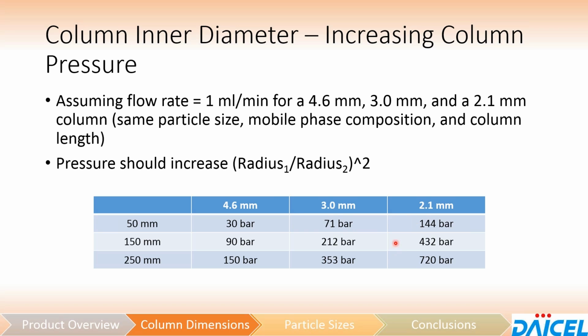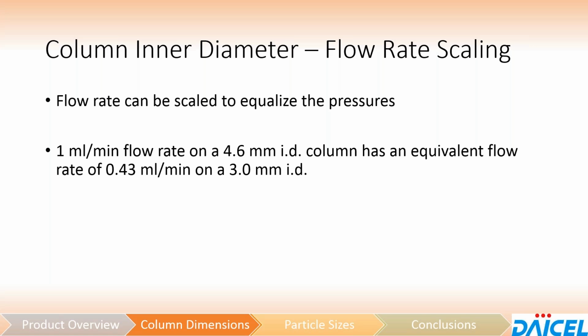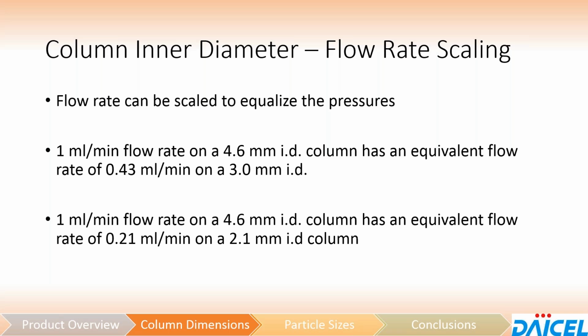Now, I talked about scaling before, because if you see here, especially in this corner, you're starting to achieve pressures that are not only incompatible with the column, but incompatible with most HPLC systems as well. So in order to counteract that, what we often practice is flow rate scaling. Flow rate can be scaled to equalize the pressure, and to do so for a 4.6 millimeter ID column flowing at 1 mL/min, the corresponding flow rate for a 3 millimeter ID column would be approximately 0.43 mL/min, and for a 2.1 millimeter ID column, roughly 0.21 mL/min.